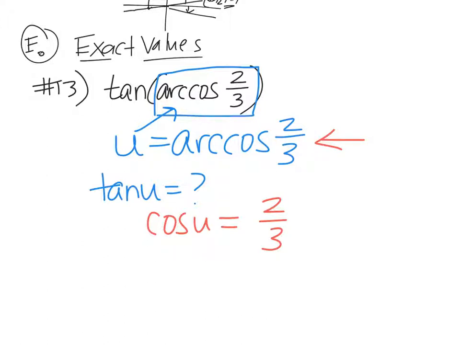Is everyone following that? I went to this step right here, and I took the cosine of both sides. So now I know that the cosine of this angle u is 2/3. I need to find the tangent of u.